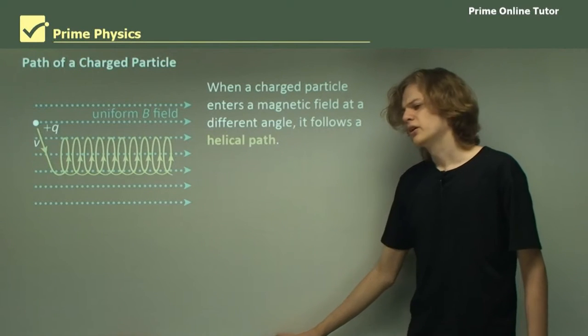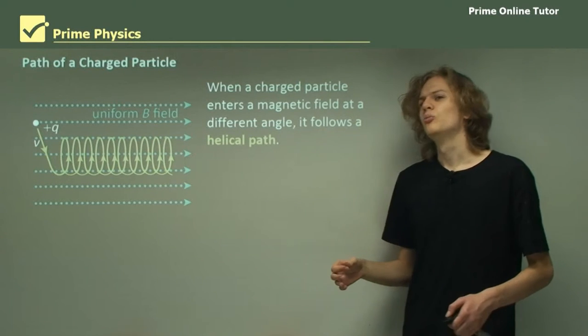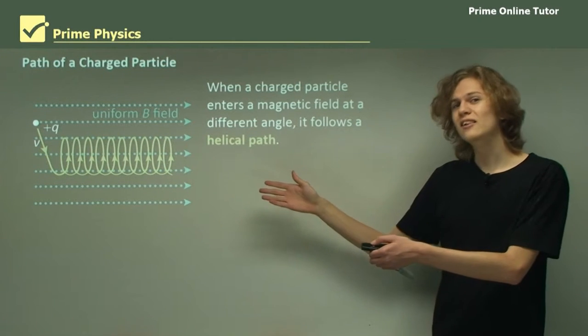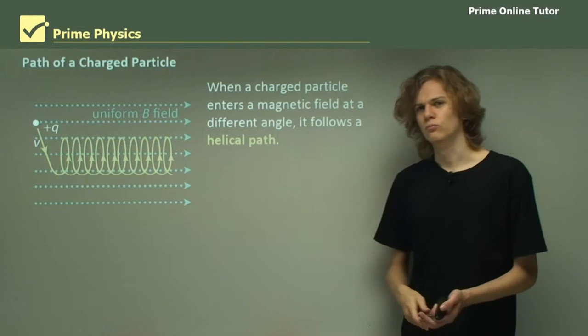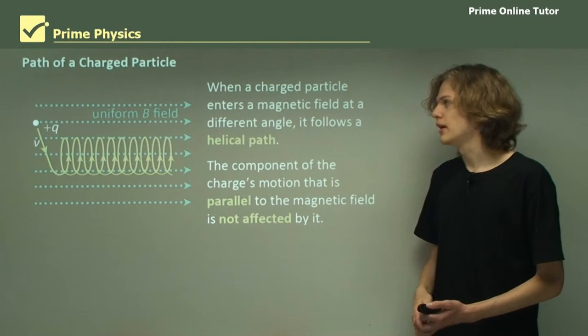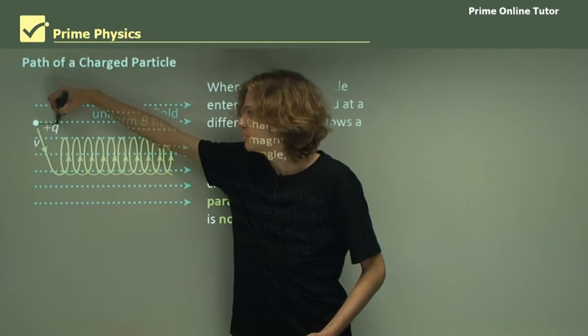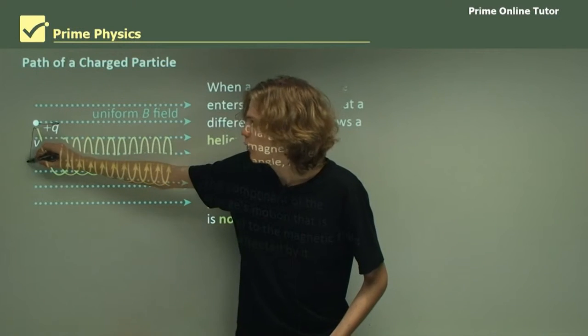Now, when a particle enters a magnetic field but not at right angles, it'll move in a spiral pattern or a helical path. So why could this happen? Well, we can break up the motion of the particle into two different components. One moving parallel to the magnetic field and one moving perpendicular.